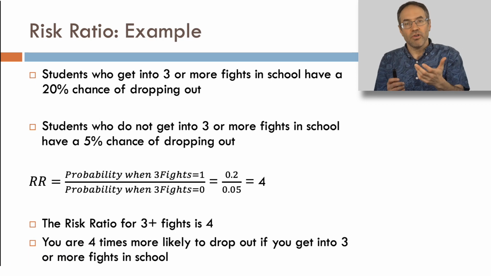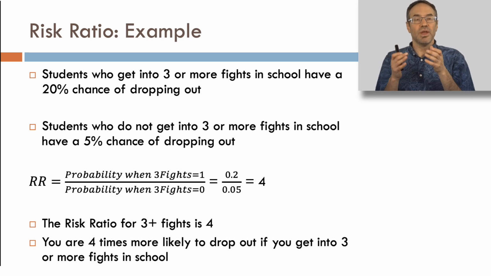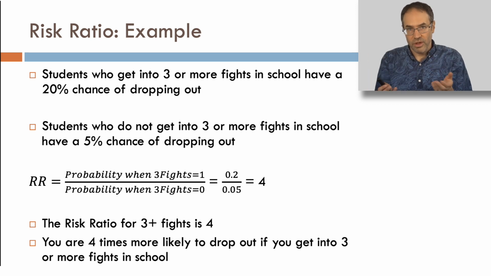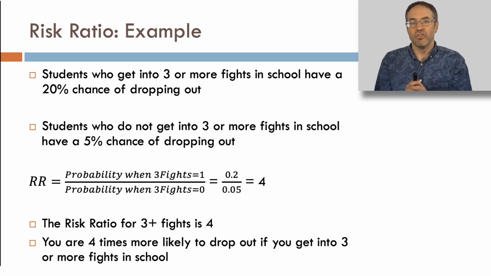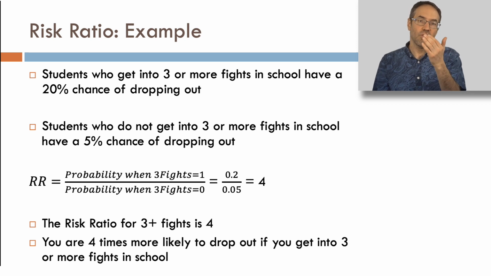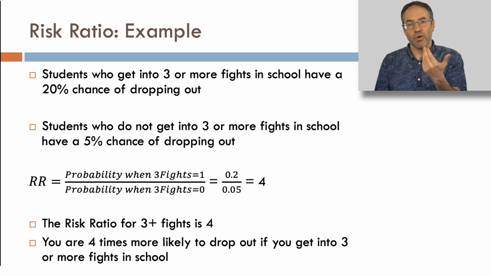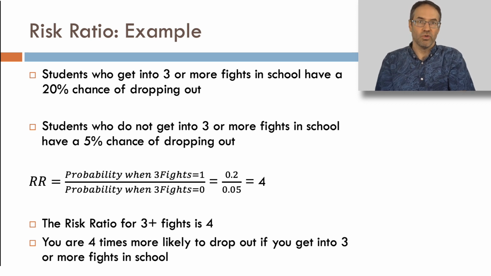So let me give a concrete example. Let's say that we have a model feature, does the student get into 3 or more fights in school? Well, maybe if students get into 3 or more fights in school, they have a 20% chance of dropping out, but if they don't get into 3 or more fights in school, they have a 5% chance of dropping out. The ratio of 20% to 5% is 4, so the risk ratio for this variable of getting in 3 or more fights is 4, which means, in turn, that students are 4 times more likely to drop out if they get into 3 or more fights in school.